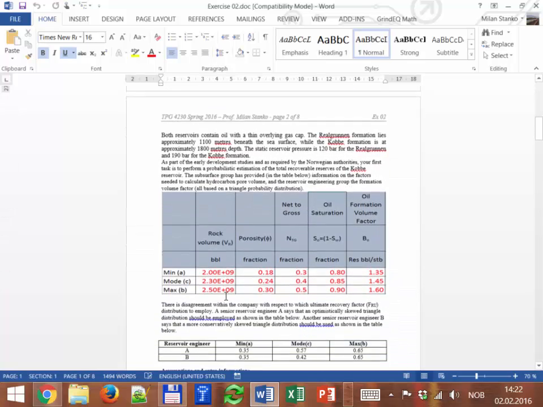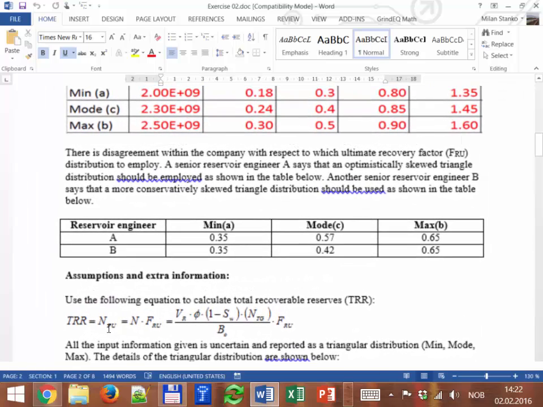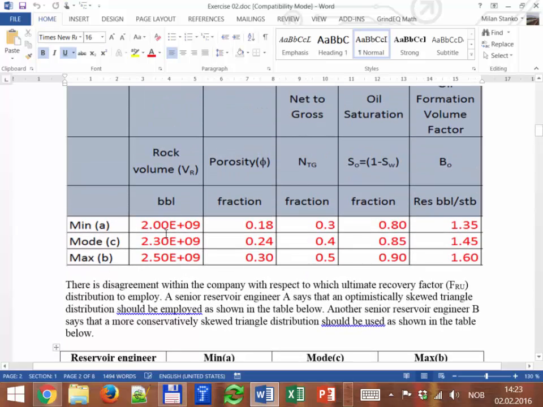And you have the same equation that you were using during the class, a very simplistic equation, but we want to take into account what happens when you have uncertainty in the parameters. Each parameter has a triangular distribution and is given by this table here. You have a maximum, a minimum, and a mode.